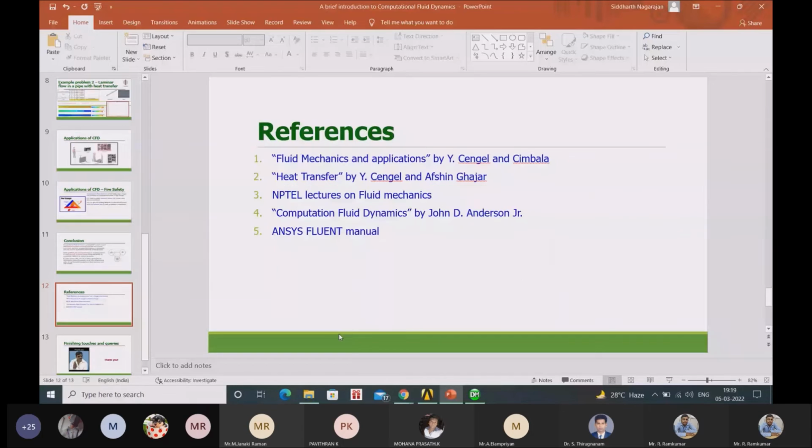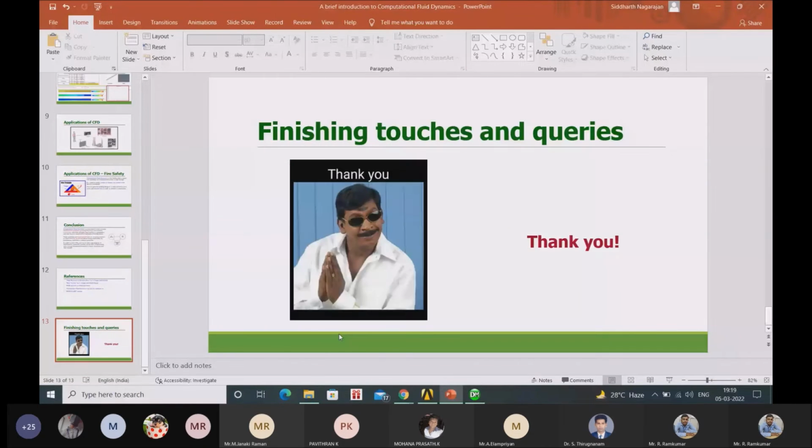And these are the references from which I put together my slides. You can read them whenever you get time, if you're interested: Fluid Mechanics and Applications by Cengel, Heat Transfer by Cengel, NPTEL, CFD by John D. Anderson, and the ANSYS Fluent Manual. Thank you. If there is any question or anything, you can let me know. We have 10 minutes, so I have time.